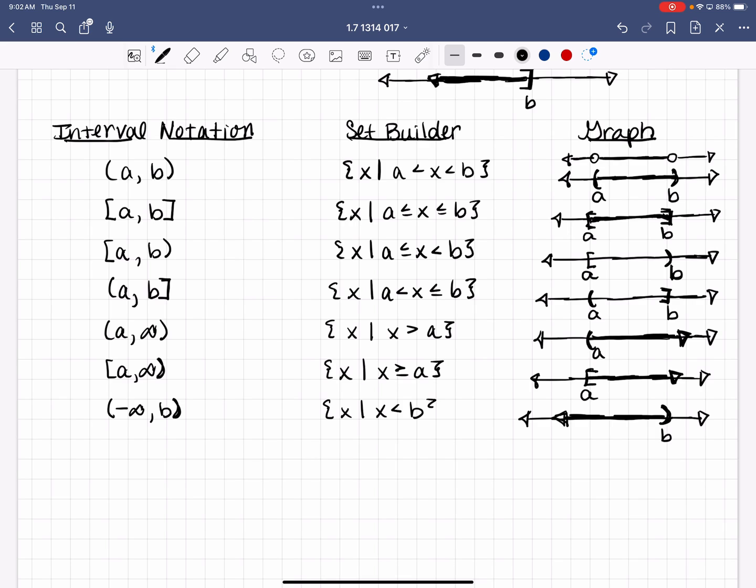I forgot my curlies. Okay, how about we do the negative infinity with a closed bracket on B. So that's X such that X is less than, I got ahead of myself, X is less than or equal to B.